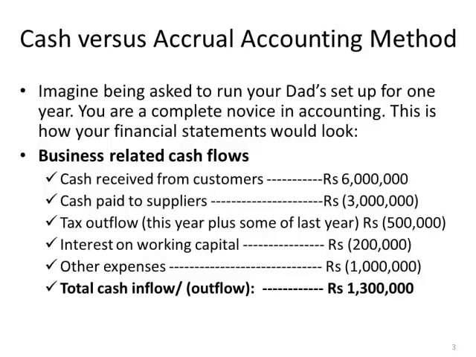Okay, and how do we come up with this number? Well, we simply take our inflows and subtract all the outflows. So in this example, the inflows are 6 million, which is the first line, and the other 4 items are actually outflows, right? Cash paid to suppliers, taxes, interest, and expenses. So we would simply do 6 million minus 3 million minus 500,000 minus 200,000 minus 1 million, and that gives you a total cash inflow of 1.3 million.